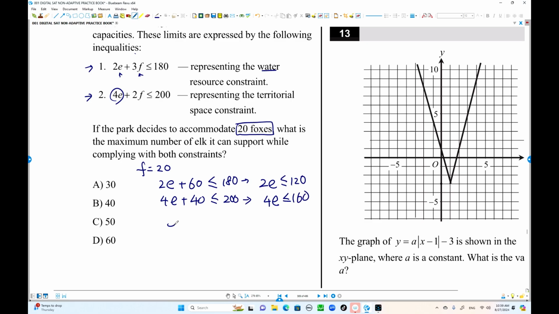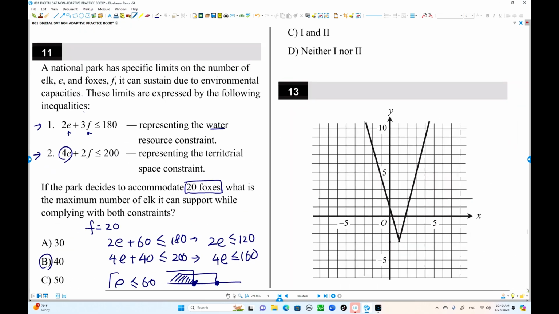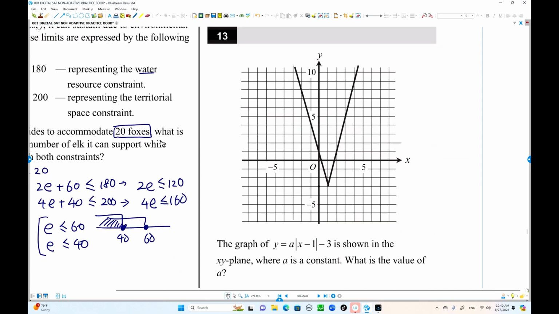When you divide by 2, the first one is what? E less than or equal to 60. Second one is less than or equal to 40, right? Satisfy both. Okay, the one must be less than 60, the other one must be less than 40. This is the common area, okay? So satisfy both. The maximum is 40, that is the answer, okay? Not 60, okay? If we got 60, the second constraint is not working. That's number 11.